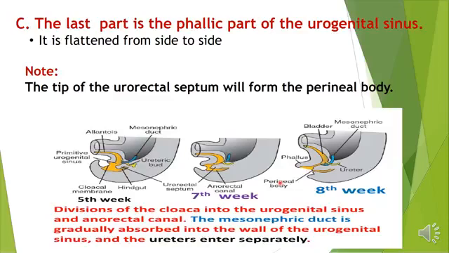The third part of the urogenital sinus is the phallic part. It is flattened from side to side. The tip of the rectal septum will form the perineal body.